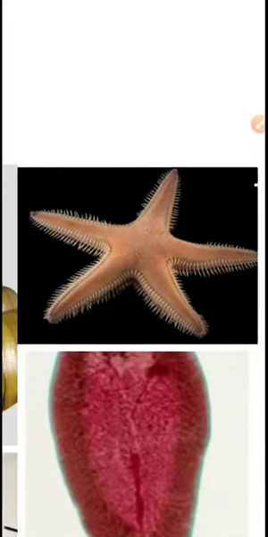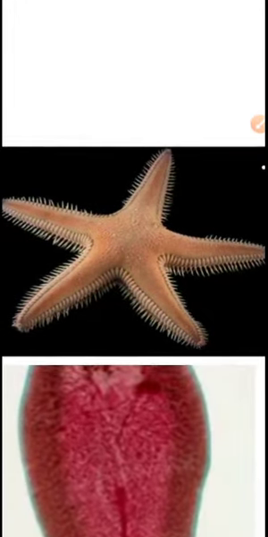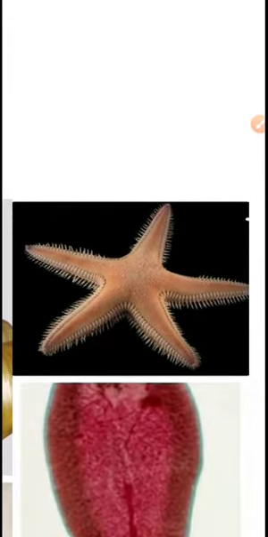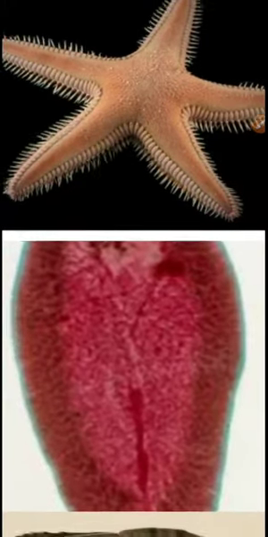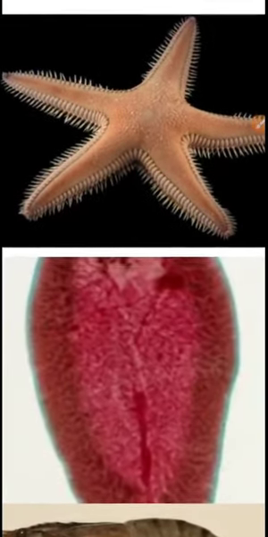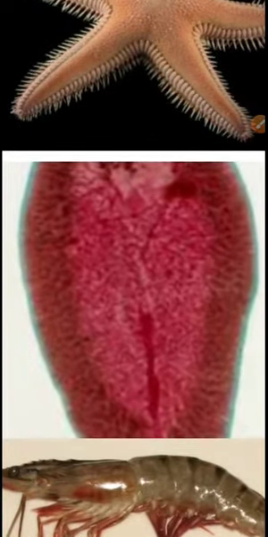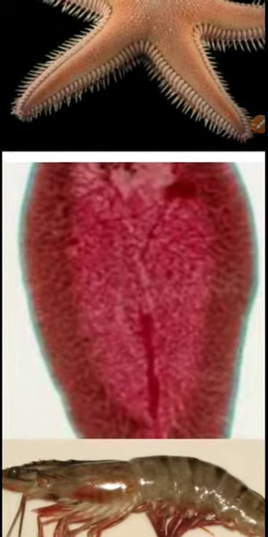Second one, starfish. Presence of 5 arms. Then adaptation, it regenerates lost arms or limbs. High regeneration ability. Third one, liver fluke or Fasciola hepatica. Identifying character, leaf-like body. Then adaptation, presence of hooks and suckers.